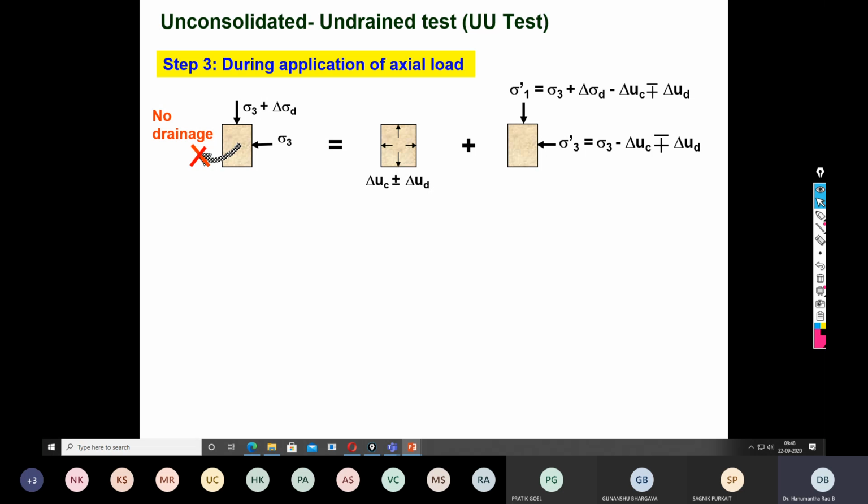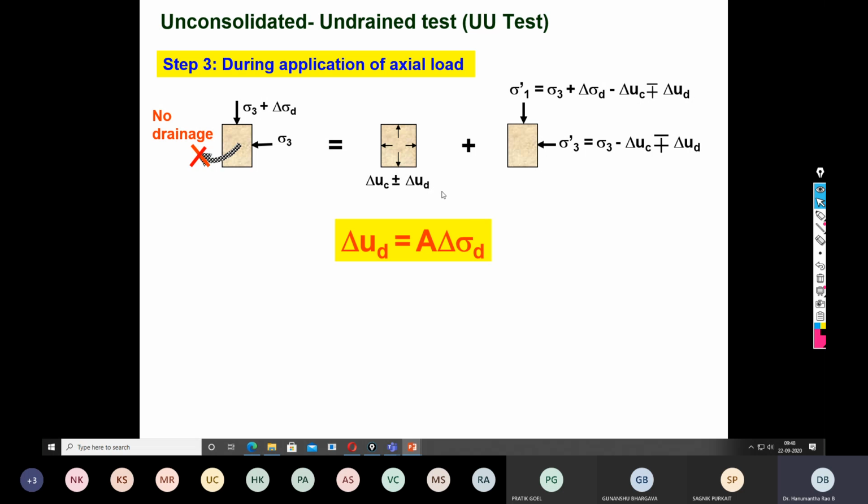Correspondingly, the effective stress can be calculated. So this is total minus the pore water pressure during the cell pressure plus or minus the pore water pressure during the deviator stress. Same thing, sigma 1 prime is equal to sigma 3 plus delta sigma d minus delta uc plus or minus delta ud.